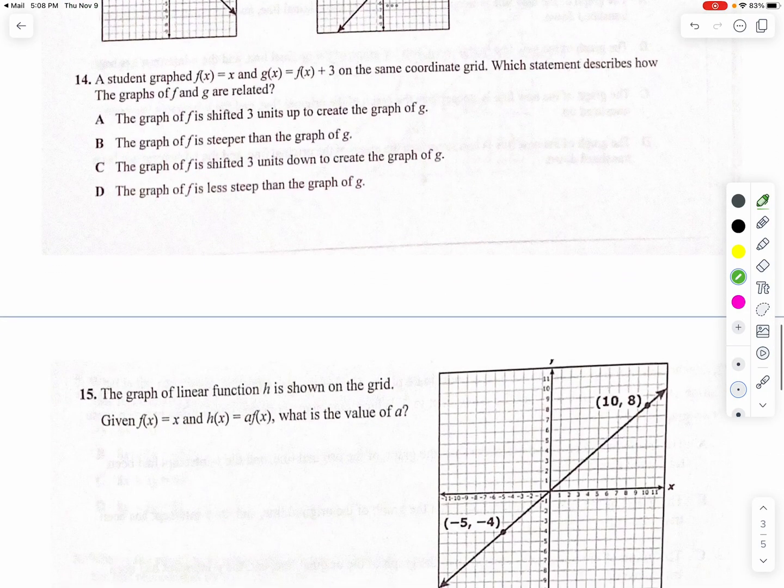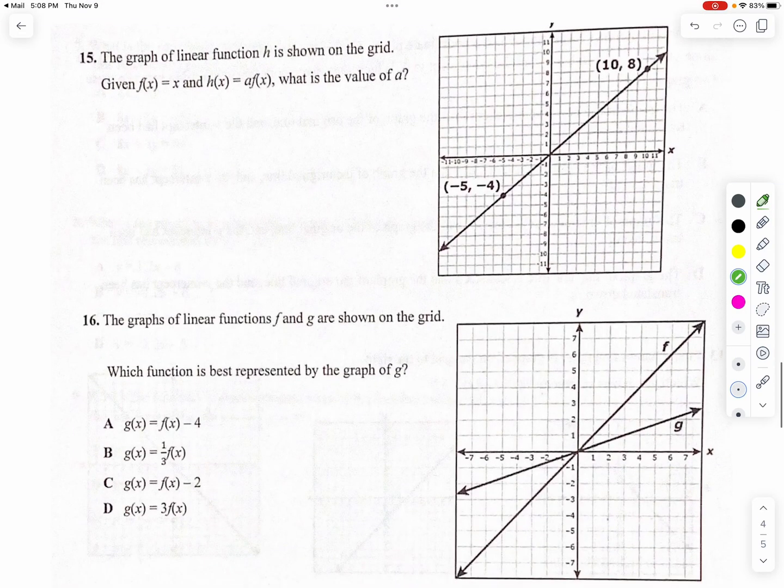Now for 14, it says a student graphed f of x equals x and g of x equals f of x plus 3. Plus 3, y'all, what does that mean? Yes, it means we've gone up. Now, which one of these is talking about up? Only A, because the rest of them talk about steeper, less steep, and down. That's not it.